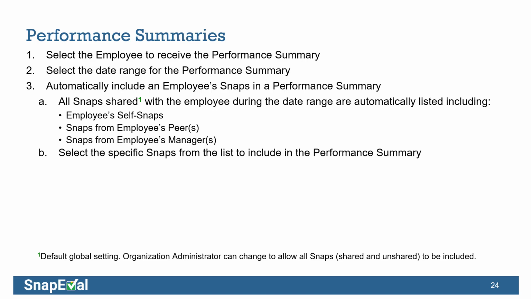So the next step is that you get to select these specific snaps from the list to include into the performance summary itself. The reason we do this is we really want you to pick the snaps that are most important for the employee. If the person has gotten 25 snaps in a particular goal area, you may or may not want to include all 25 of them, particularly if some of them are peer feedback and maybe they're not quite as impactful as some of the other feedback or snaps that the employee may have received in that particular goal area during that particular period of time.